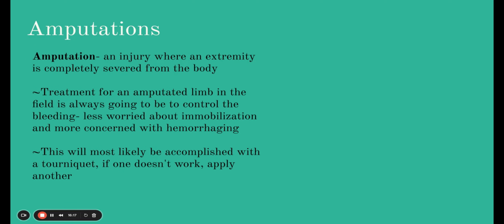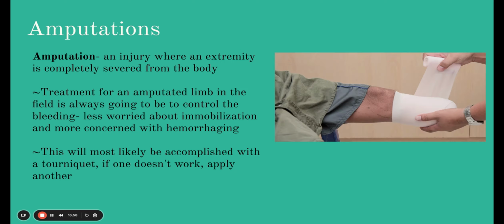Then we have amputations, which are considered orthopedic injuries. This injury is where an extremity is completely severed from the body. Treatment for an amputated limb in the field is always going to be to control the bleeding. In this case, we are going to be less worried about fractures and tears and all those things, and we're going to be more concerned with the hemorrhaging of the limb. Direct pressure, you're always going to try direct pressure first, but in this case, you're most likely going to control hemorrhaging with a tourniquet. And if one doesn't work, you can always apply another one.